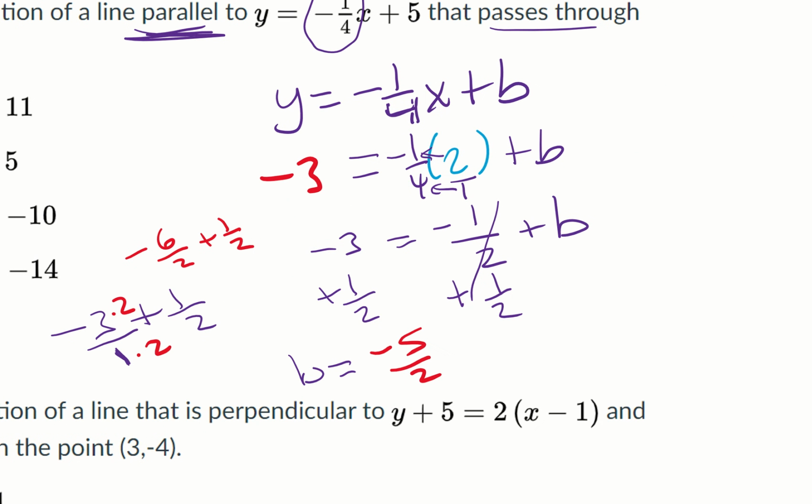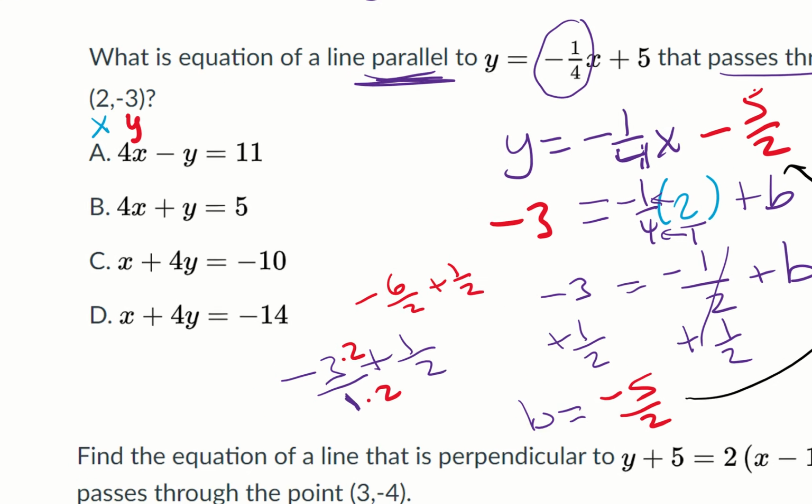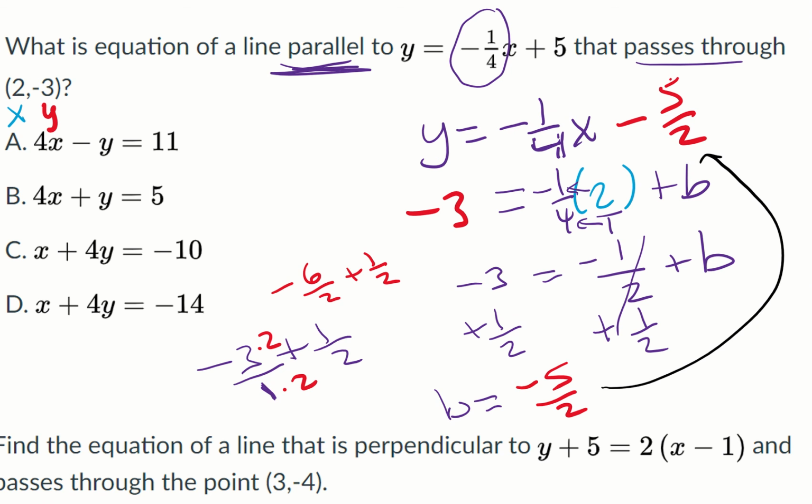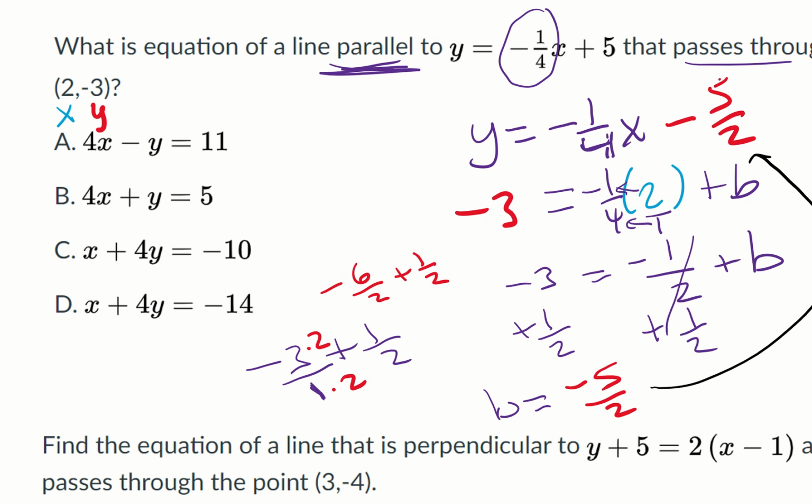We know what m is. So let's replace this b now with negative 5 over 2. We can get rid of this minus sign and just write it like this. All right, so that's my new equation. The problem now is that they don't give you that.